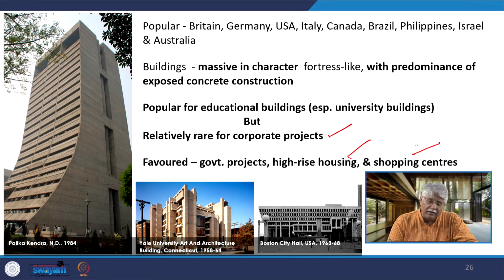and for shopping centers. We have buildings like this government building, the Palika Kendra in New Delhi in 1984 by Kuldeep Singh. Again, if you would refer back to my presentation on modern Indian architecture, you will find the study of this building. Or there is the Yale University Art and Architecture building by Paul Rudolph in Connecticut in 1958 to 64, or the Boston City Hall in the US 1963 to 68.